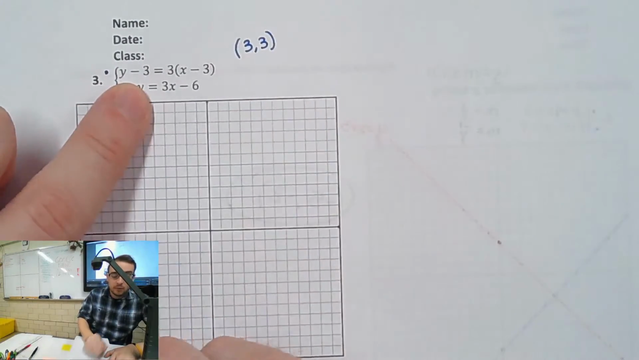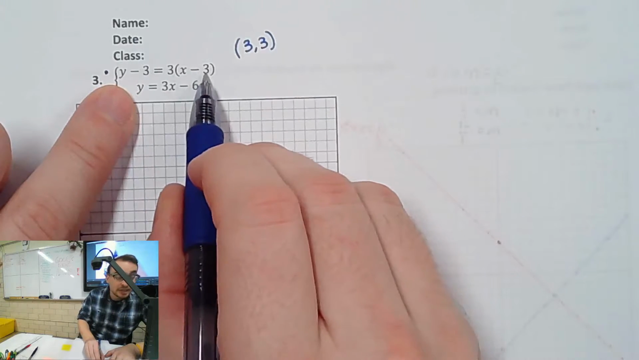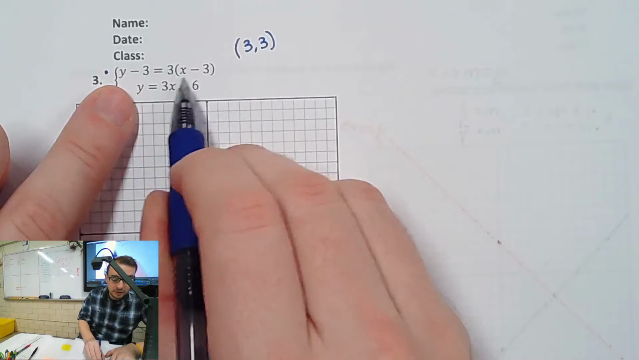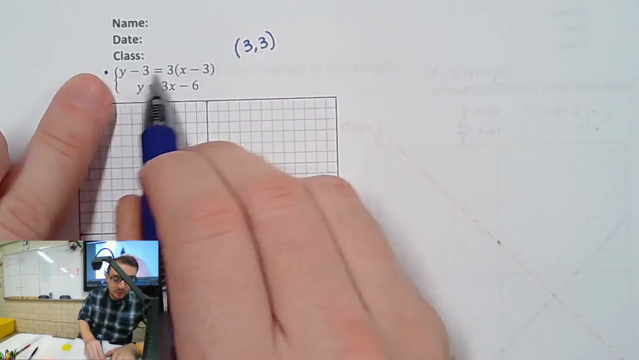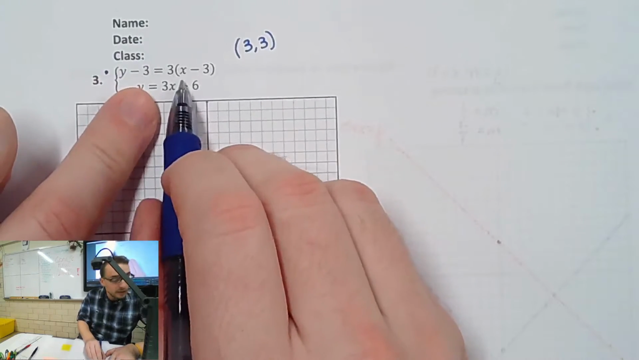And if you're not sure if that works, what happens when we plug in 3 for x and 3 for y? Well, 3 minus 3 is 0. What's 0 times 3? 0. So we get 0 on the right side. What happens when we plug in 3 for y? 3 minus 3 is 0. So it works, right? So that must be a point.